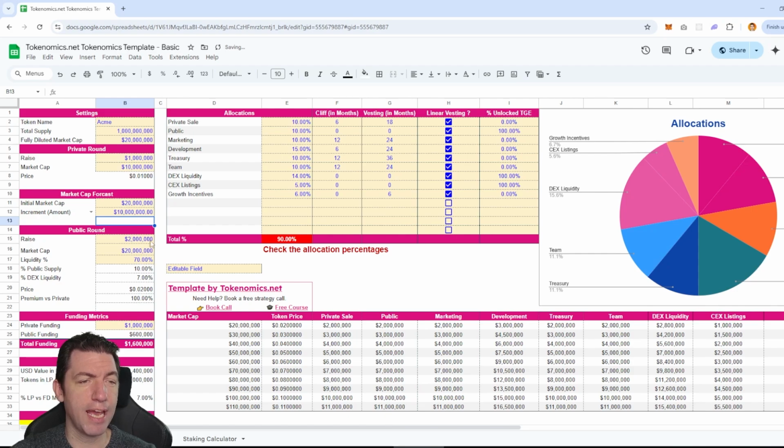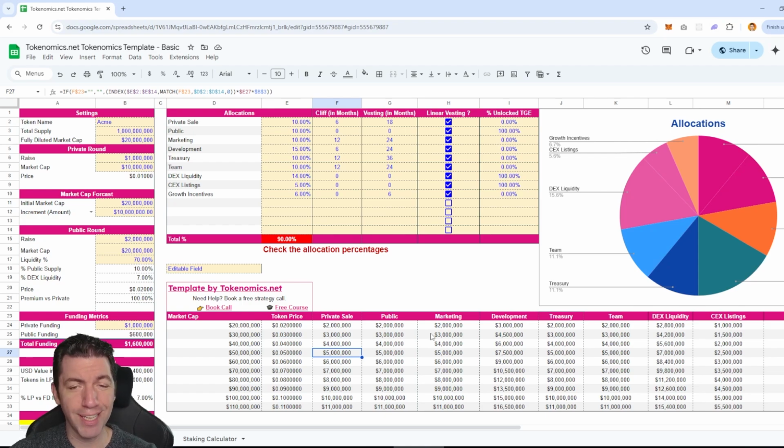Okay, so what this is saying is every time over here we go from 20 million, that's our starting market cap, it's going to go 10 million more, 10 million more, 10 million more. What it's also going to show you then is it's going to go over here and say, all right, what percent of the supply are we actually allocating? And at this market cap, how much is that worth?